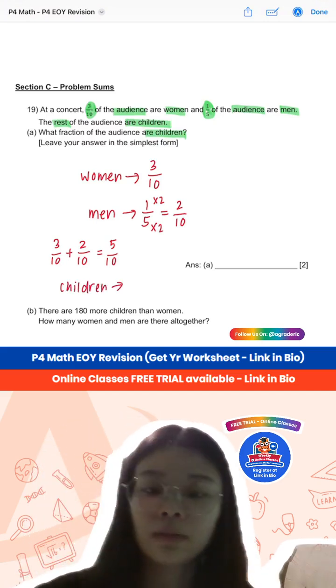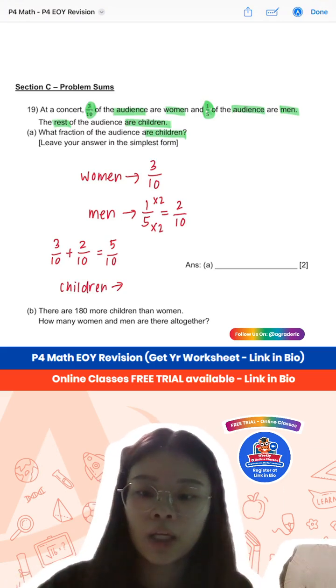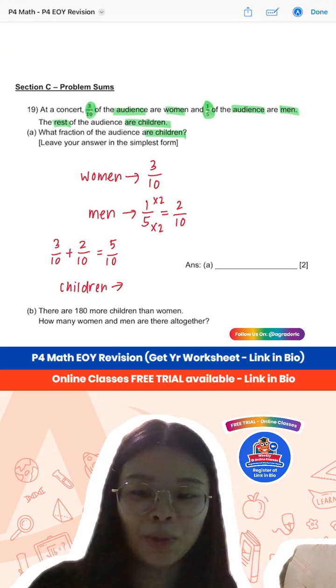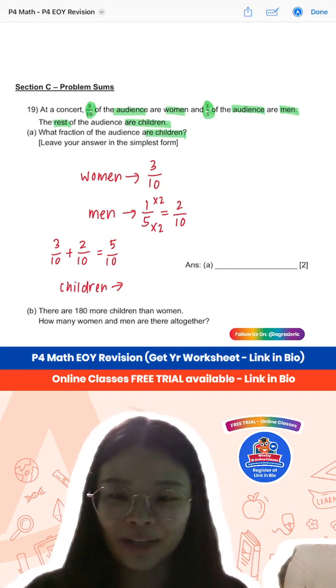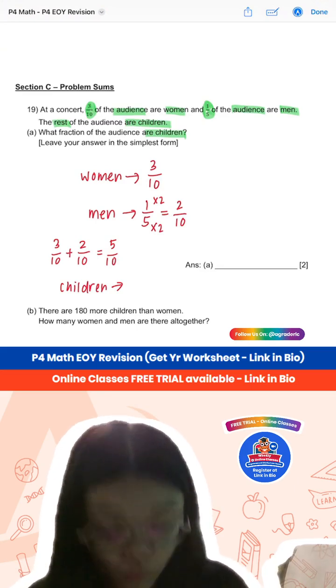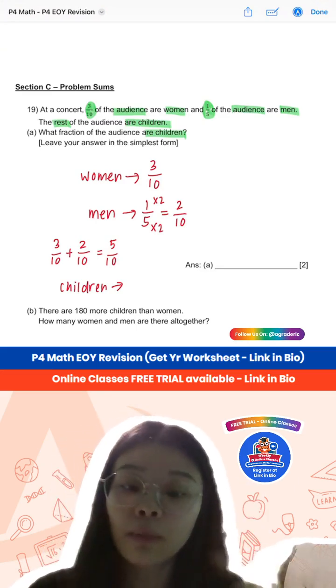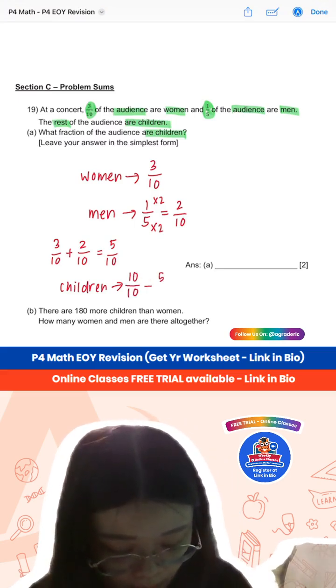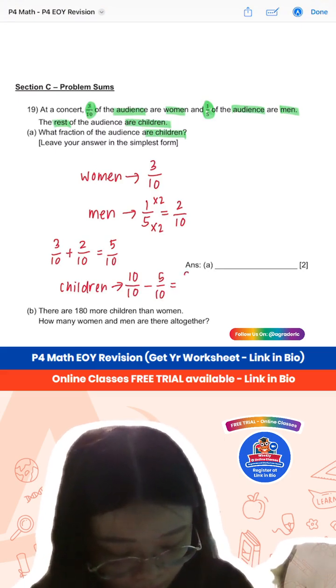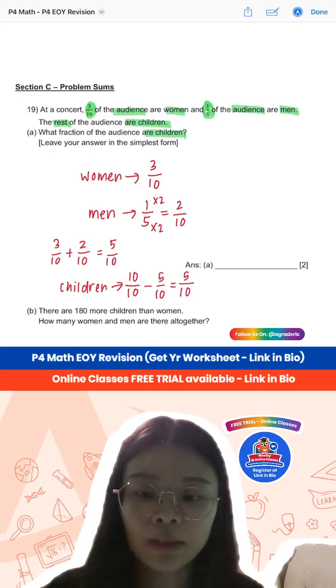Okay, the whole audience will be 1 whole. Change the 1/5. Okay, use the same denominator as 10. So children will be 1 whole, right? Since the denominator is 10, we put our 1 whole as 10 out of 10. We subtract 5 out of 10, we get 5 out of 10. Okay, and then now we simplify.